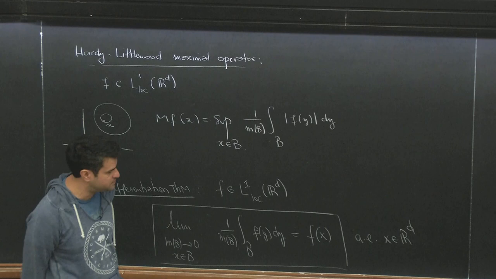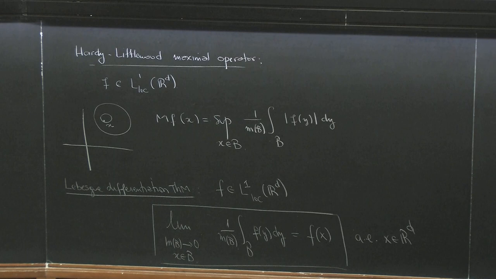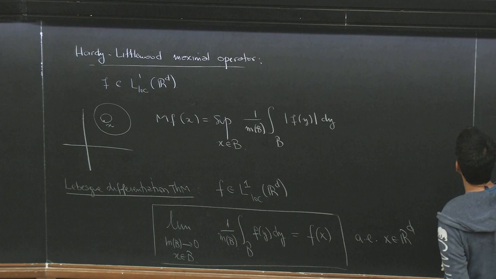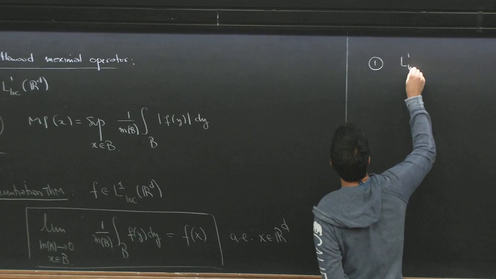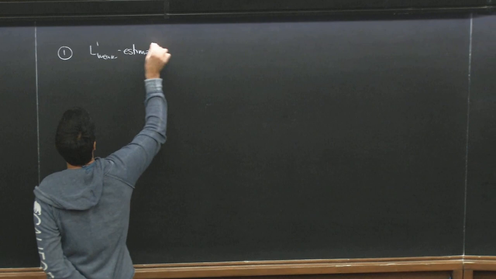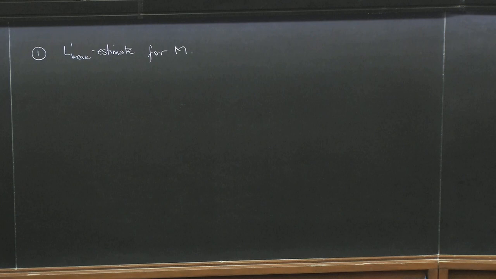The proof of this result, and now you're free to use this as much as you want, was based on two main pillars. So the first thing was this L1 weak estimate for the Hardy-Littlewood maximal operator that we proved.